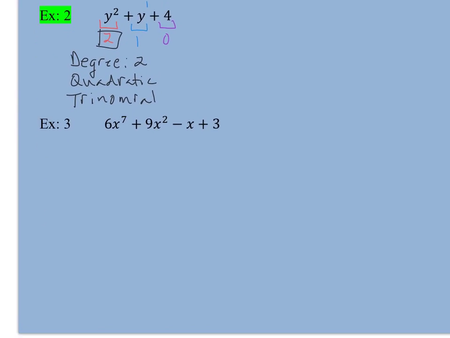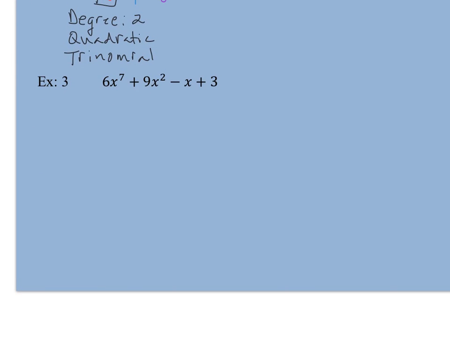Last problem on this page, example 3. This one has 4 terms, so the first term has a degree of 7. The second term has a degree of 2. The third term has a degree of 1. And then the last term is a constant, so it has a degree of 0. Because 7 is the highest number, that means that our polynomial has a degree of 7.